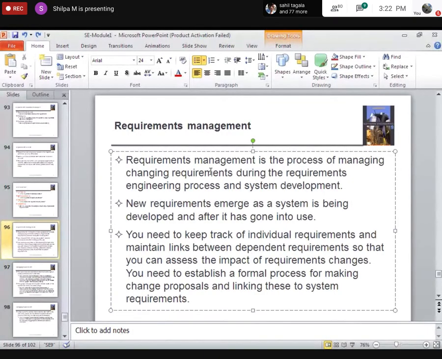Now, new requirements will emerge as the system is being developed. You need to keep track of individual requirements, maintain the links between dependent requirements so that you can assess the impact of requirement changes. You need to establish a formal process for making the change proposals and linking these to the system requirements.